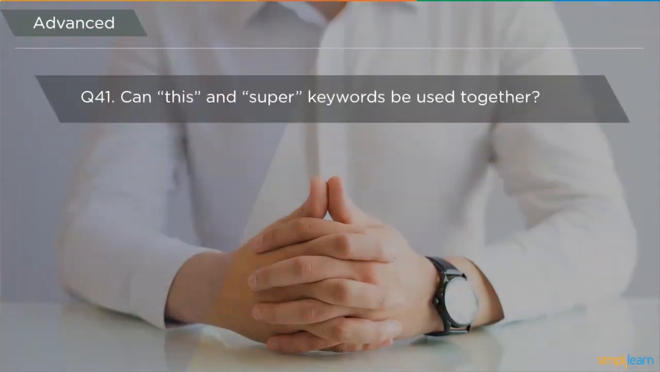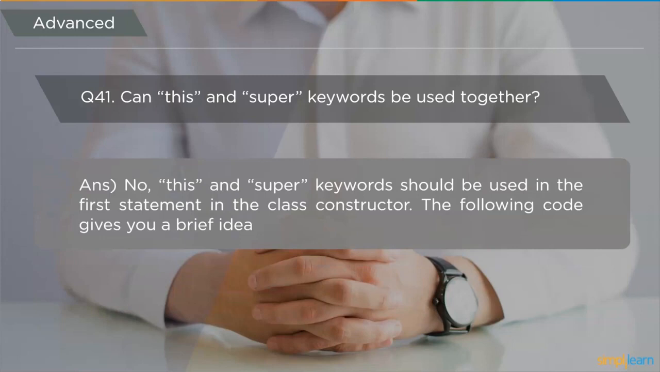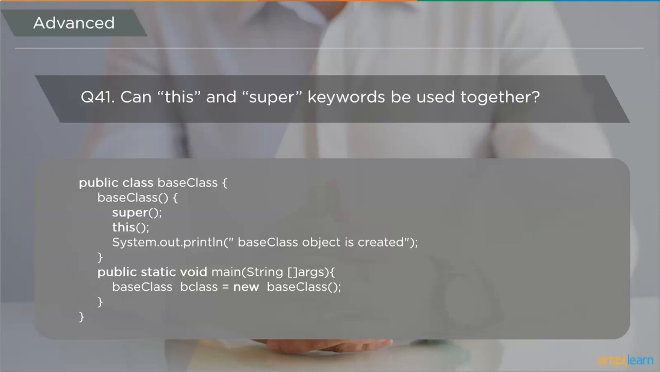So the first question in the advanced segment is, can the keywords this and super be used together? So the answer for this question is, no. This and super keywords should be used in the first statement in the class constructor. So the following code segment will give you a better idea. So you can see that we have used the keyword super and this in the class constructor. That is the first class constructor. Now this is how you can use super keyword and this keyword together in case you want to use them.